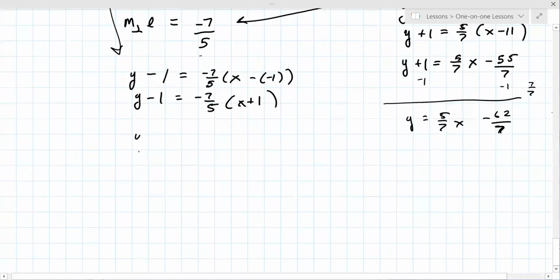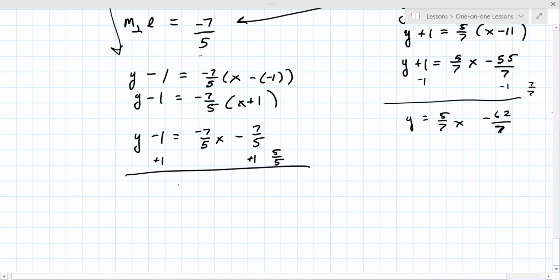This other one, same thing over here. y minus 1 equals negative 7/5 x minus 7 over 5. When you add 1 to both sides, that's like adding 5 over 5. It's the same denominator. So you get y equals negative 7/5 x minus 2/5.